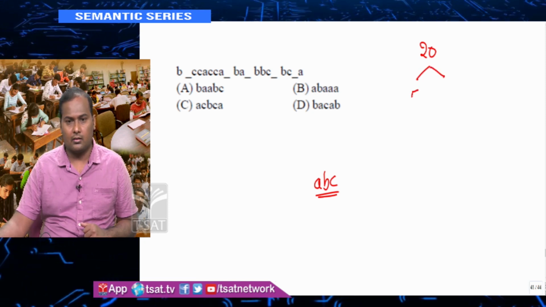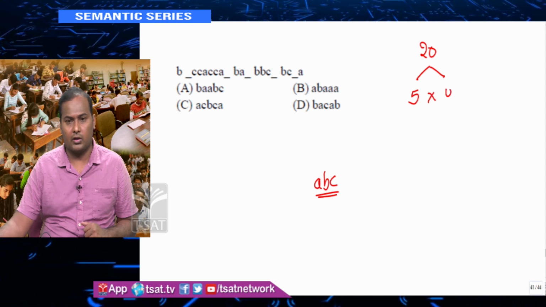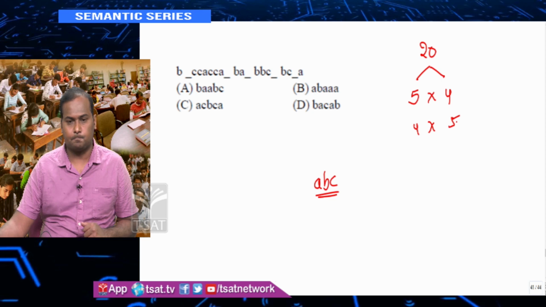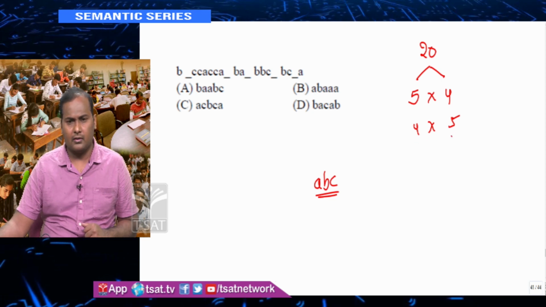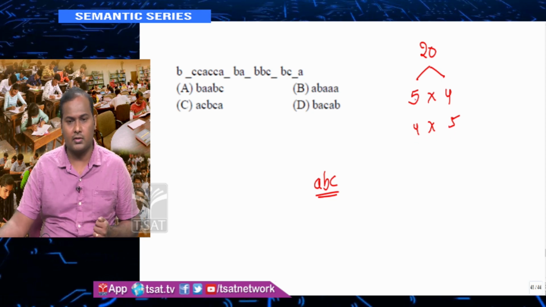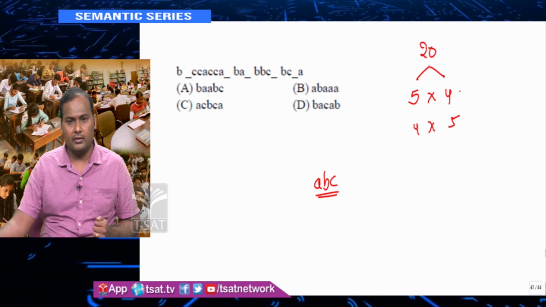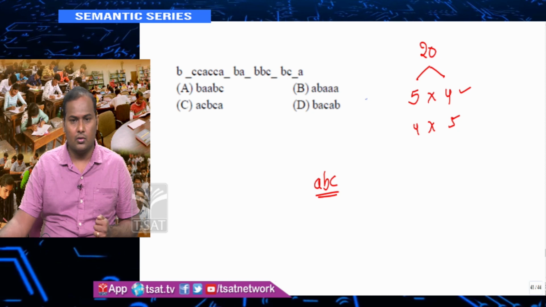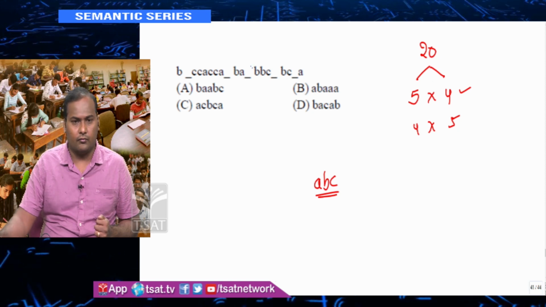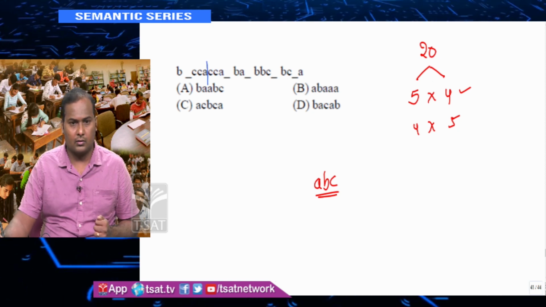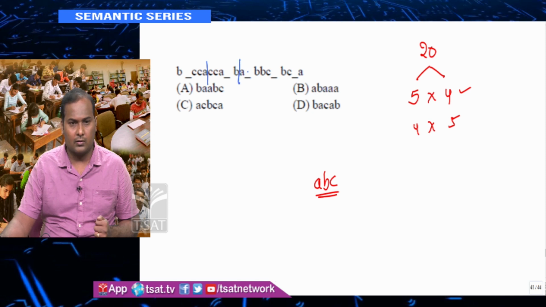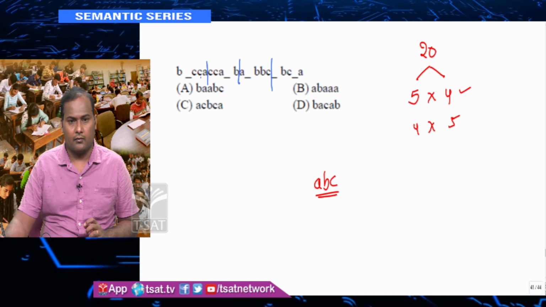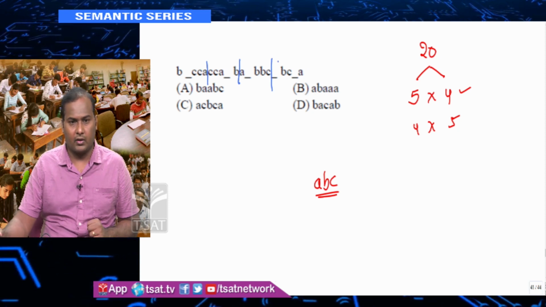I can divide it into 5 blocks repeating 4 times or 4 blocks repeating 5 times. Again, 4 blocks repeating 5 times will give more repetitions. So I will start with 5 blocks repeating 4 times. I will try to divide this question into 5 letters per block, 4 blocks. This is one block, this is one more block, this is one more block, and again 1, 2, 3, 4, 5. So 5 blocks repeated 4 times.